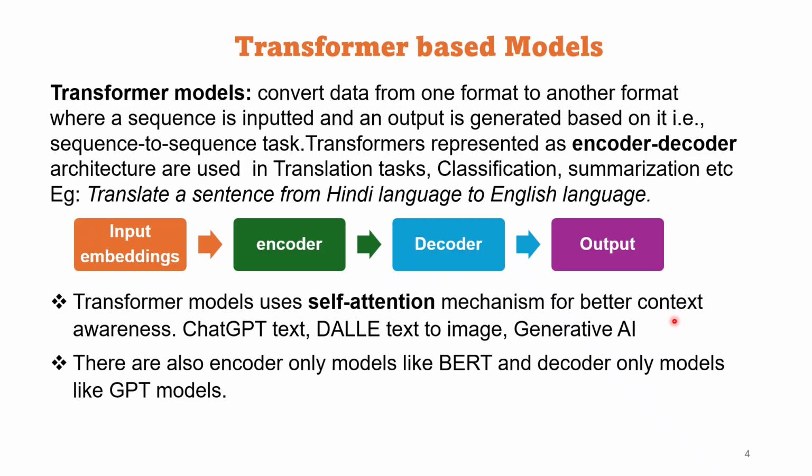Input to the encoder are words which are converted to embeddings. An embedding is a large list of numbers representing the different aspects of the word being embedded. The model learns these numbers during the training process. In general, transformers consist of encoders and decoders. There are also encoder-only models like BERT, which stands for Bidirectional Encoder Representations from Transformers, and decoder-only models like GPT models.